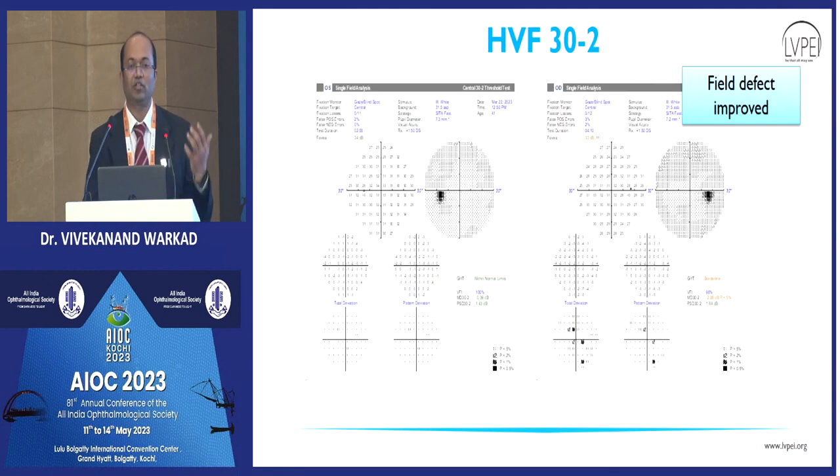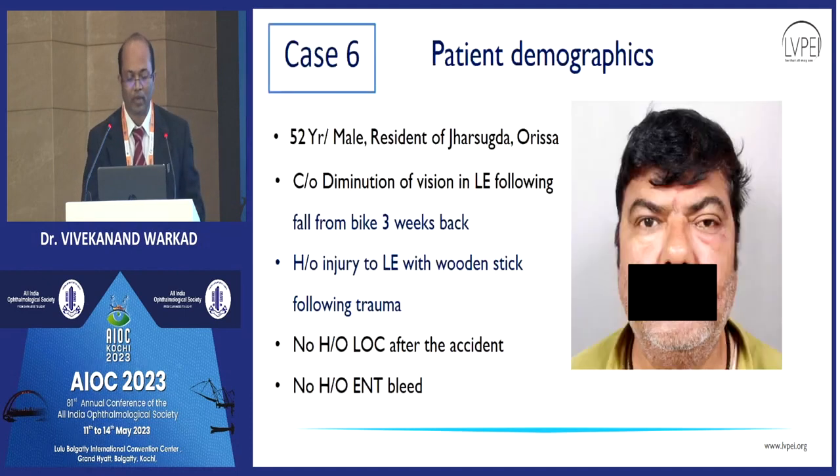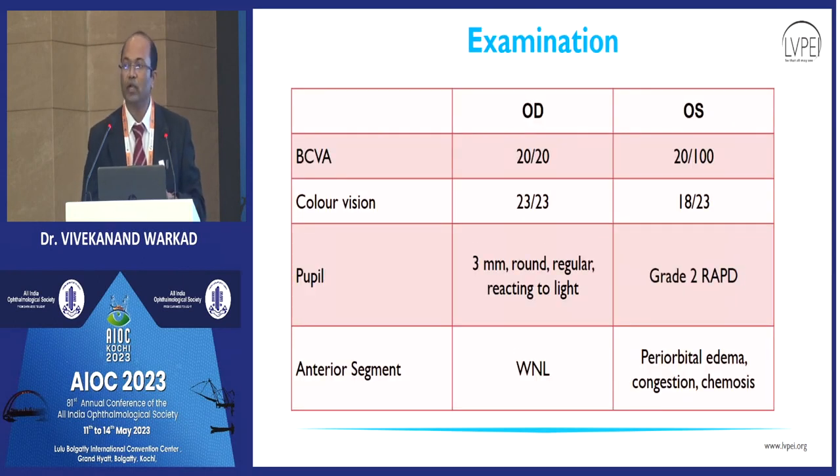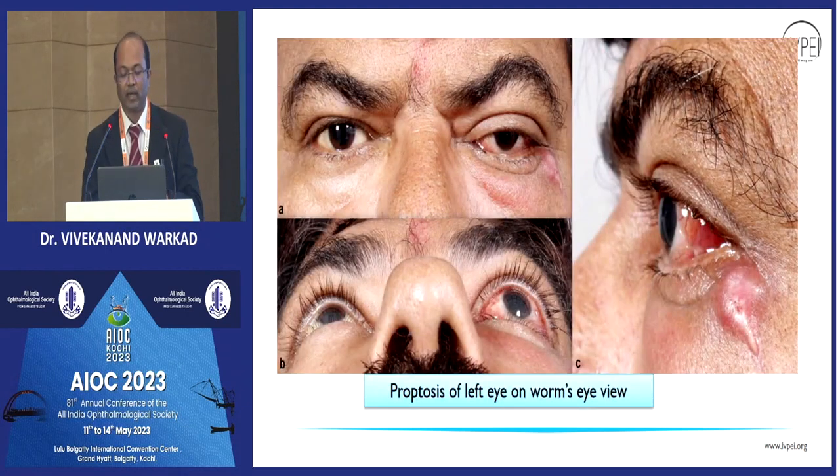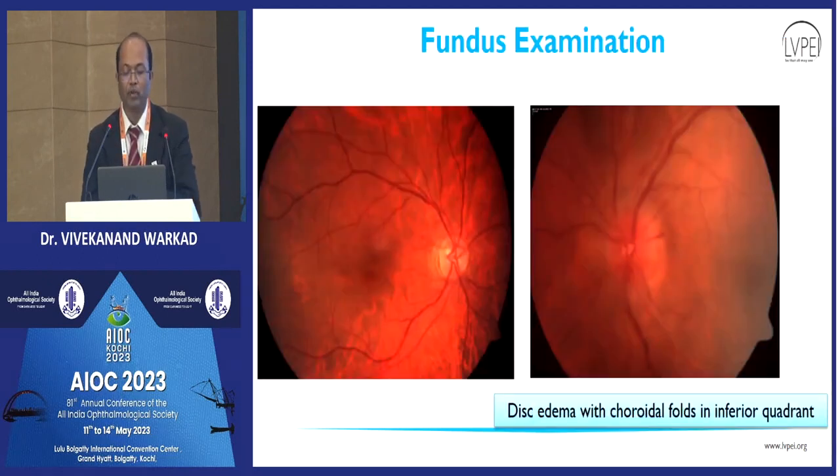So basically, the TON can present giving the picture of an altitudinal field defect like ischemic optic neuropathy. This is a very interesting case. We had recently sent it to neuro-ophthalmology under review. This guy had an injury to the left side of the orbit. As you can appreciate, there was a scar. If you image this patient, there was obvious proptosis. On fundus examination, we noticed that there is a disc edema.